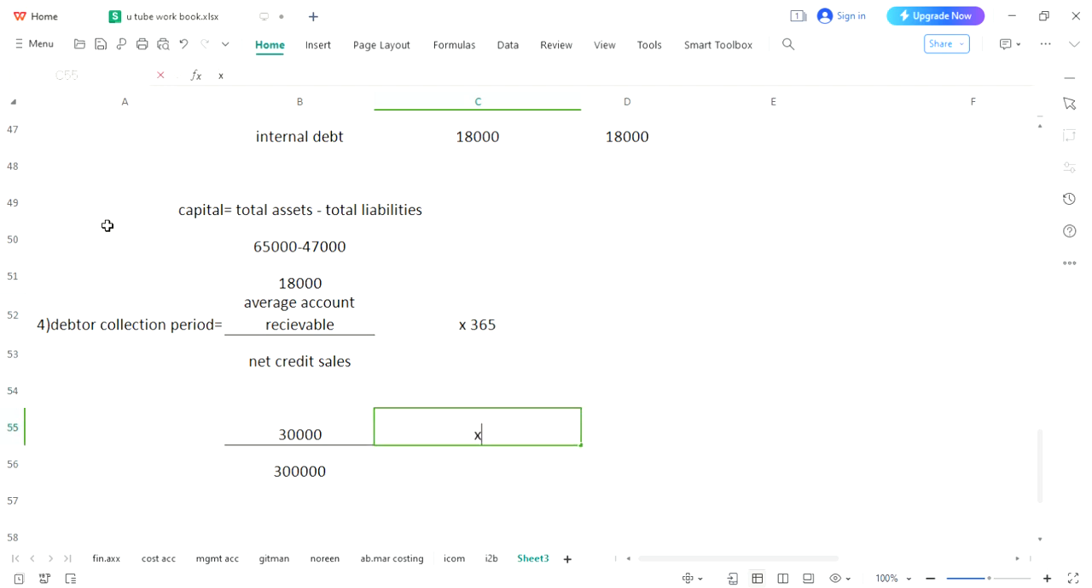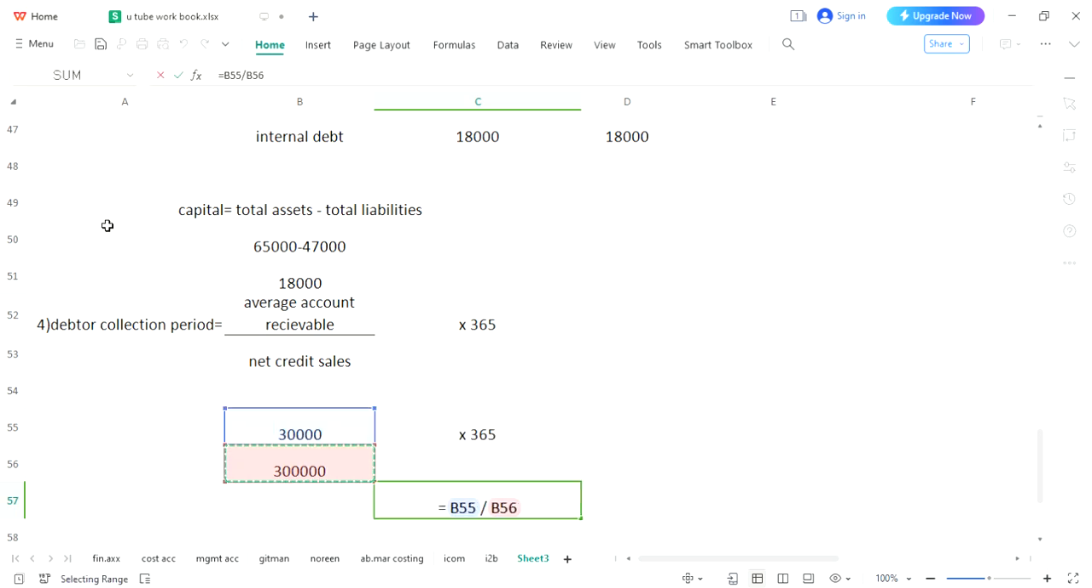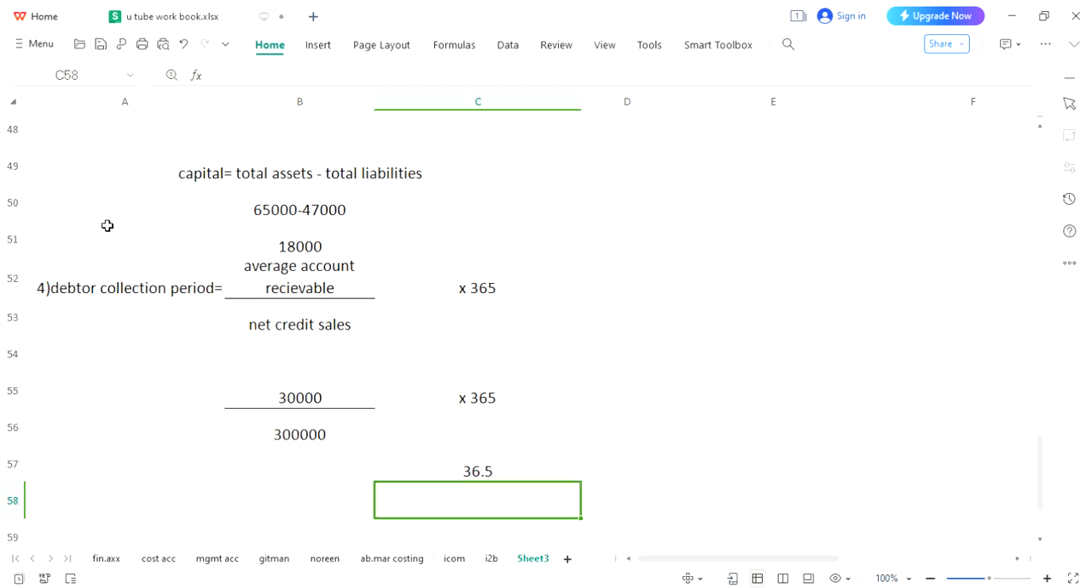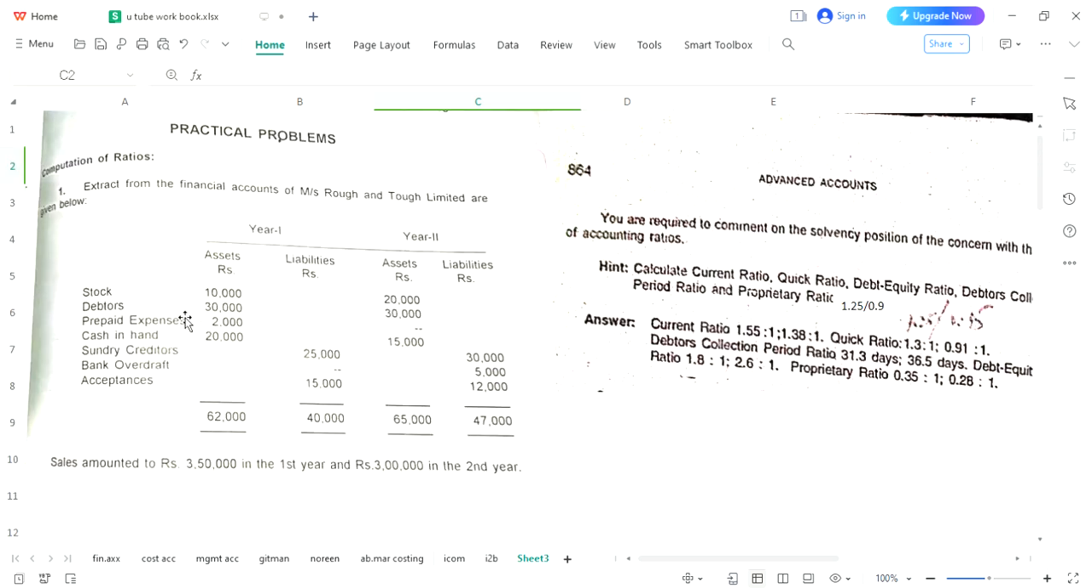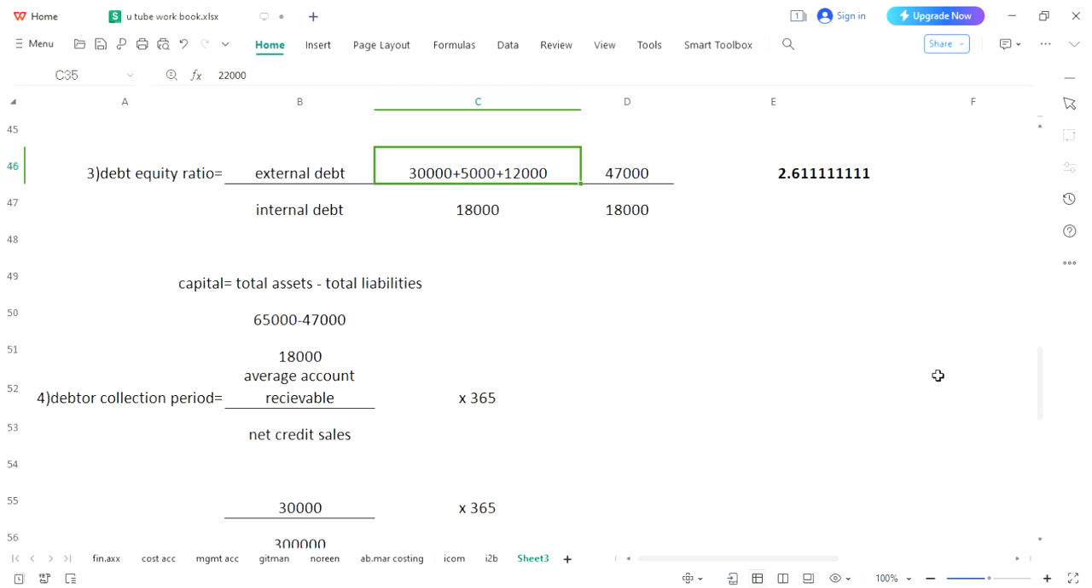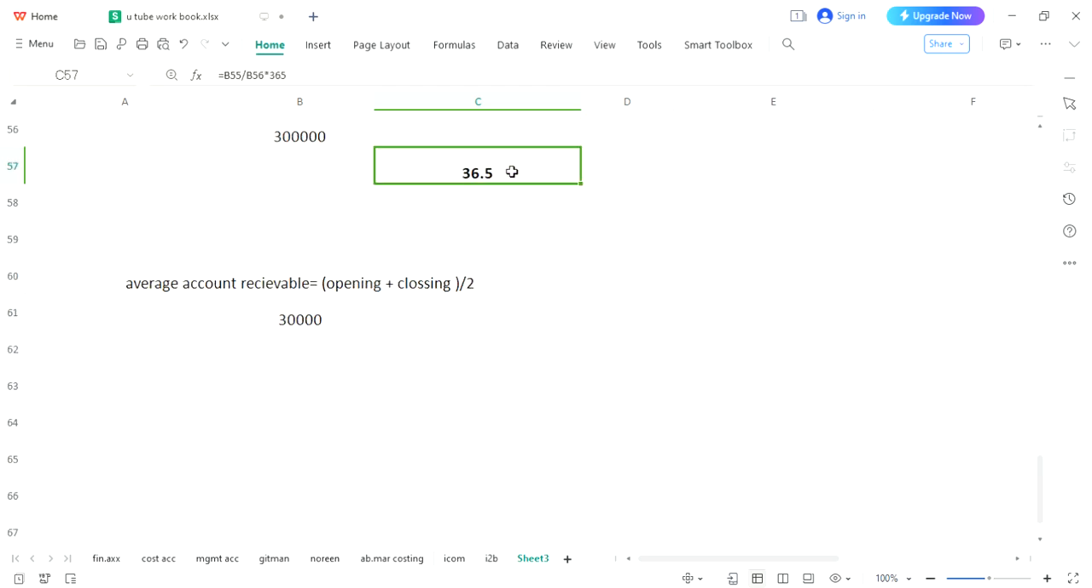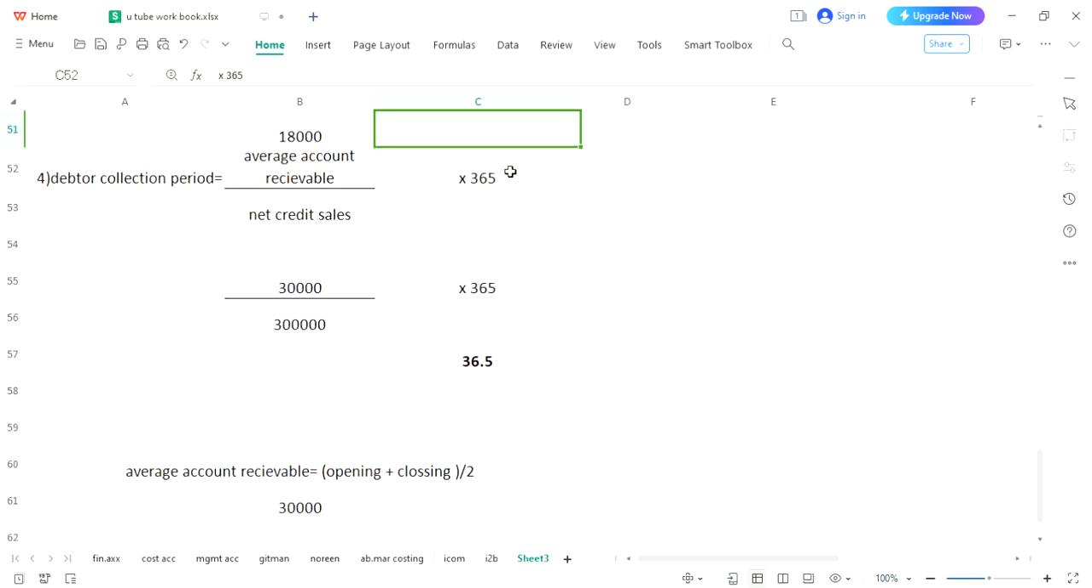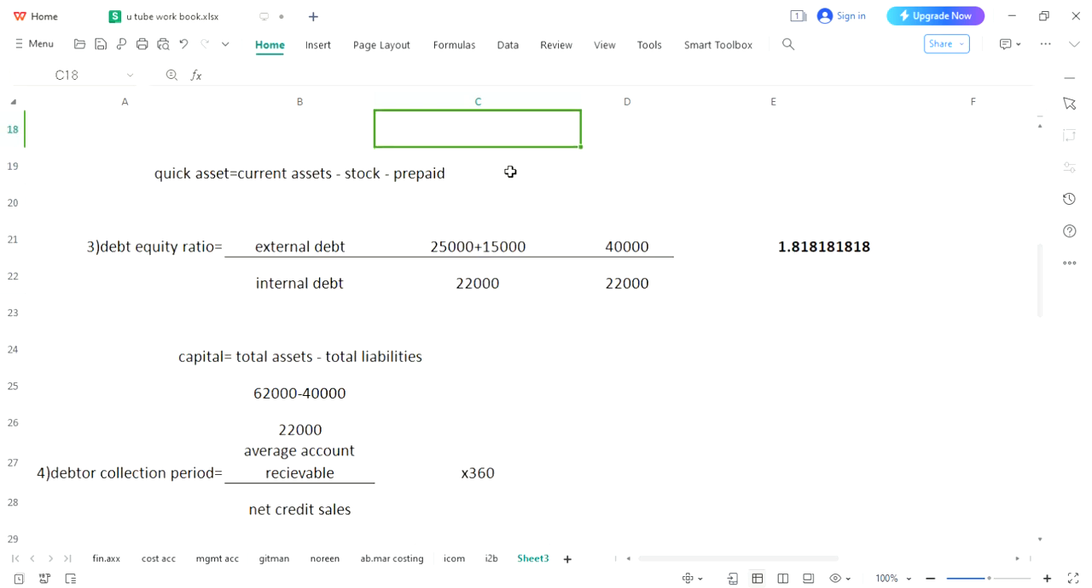So here again 365 would be mentioned. Now we can calculate our answer. Here 30,000 divided by 3 lakh and multiplied by 365. 366 is also okay. So we have got our answer 36.5. It is the debtor collection period for second year. Here the debtor collection period for second year is 36.5 and we have 36.5. In this way our fourth requirement is also completed.